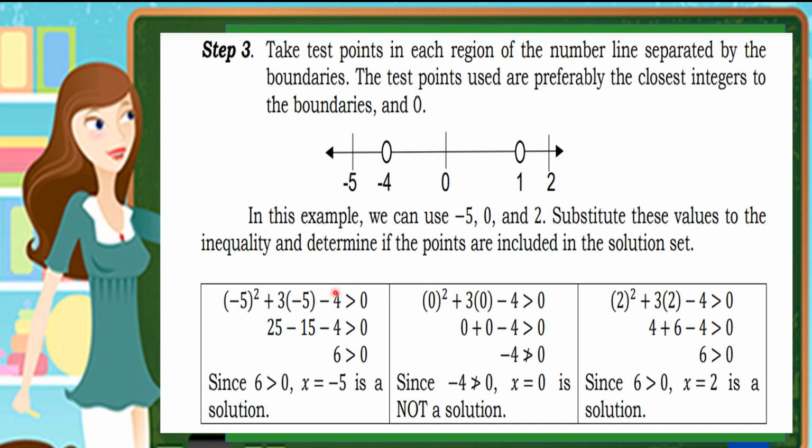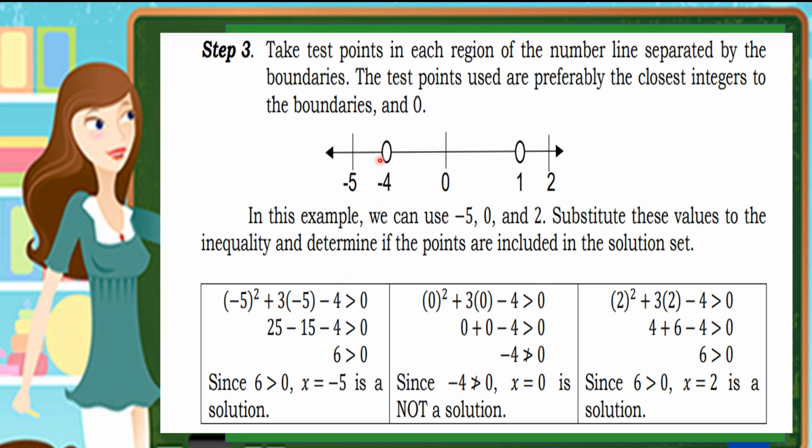So, in this example, we can use -5, 0, and 2. Substitute these values to the inequality and determine if the points are included in the solution set. So, dito na yung lalabas kung true or false. So, as you can see in the given, nung isinubstitute si -5, anong lumabas? So, we have 6 is greater than 0. So, ibig sabihin, since 6 is greater than 0 and this is true, x is equal to -5 is a solution.